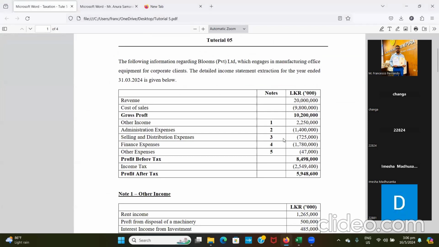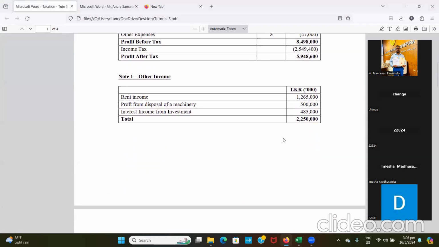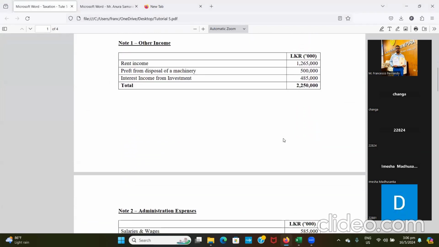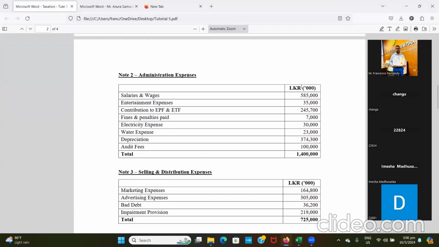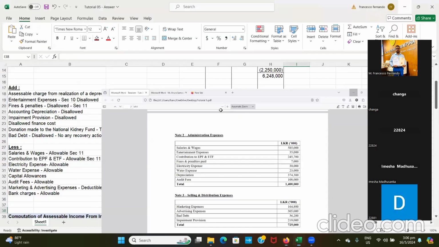So revenue, cost of sales, other income, okay. Here, rent income, we have taken. Profit from disposal of machinery, we have removed it. Interest income, we have taken, right? Salaries and wages, we have treated. Entertainment expenses, we have treated. Fines and penalty, we have treated. The contribution to EPF and ETF, we haven't taken. Electricity, water, we haven't taken.